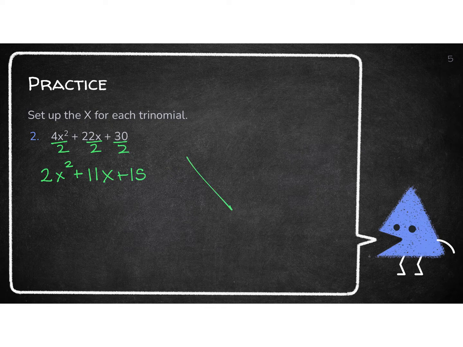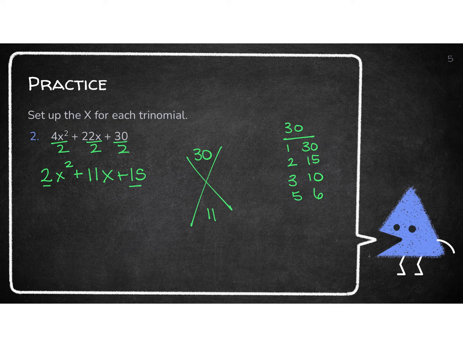So now I can set up my X. I'm going to do my A times my C to get my top number, so I have 30 on top. B goes on the bottom, so 11 on the bottom. I'm looking for those factors of 30 that add or subtract to 11. Since they're both positive, I know I'm adding to 11. So I have 1 and 30, 2 and 15, 3 and 10. 4 does not multiply by anything to get to 30. 5 times 6, and 6 is on my list, so I know I have all of my factors.